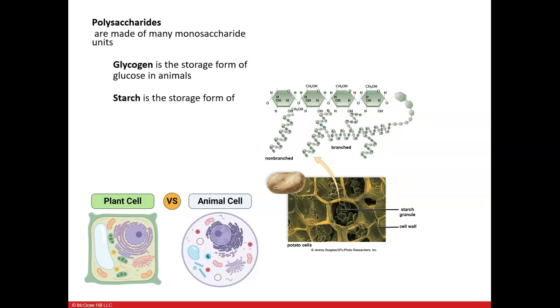Another polysaccharide is starch. Now, glycogen is a storage form of glucose in animal cells. Starch is a storage form of glucose in plant cells. And here's a picture of a potato, and these are potato cells, but inside you've got these starch grains. That's what these little oval-y things are.